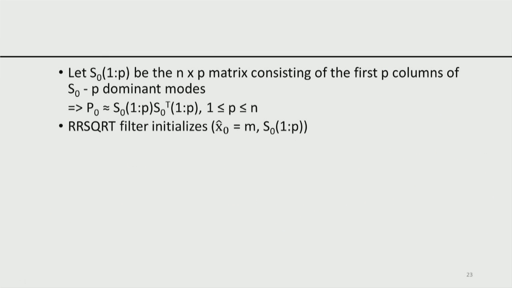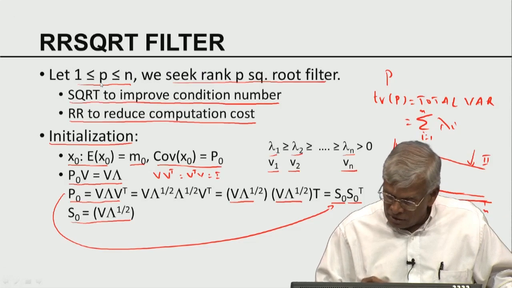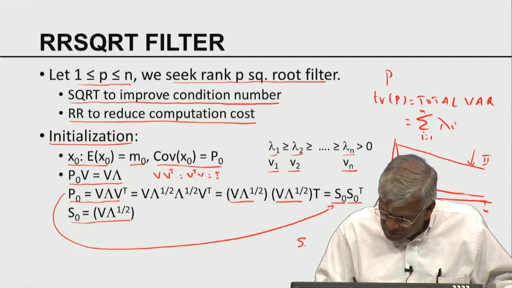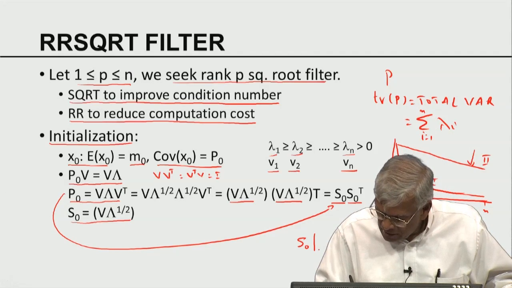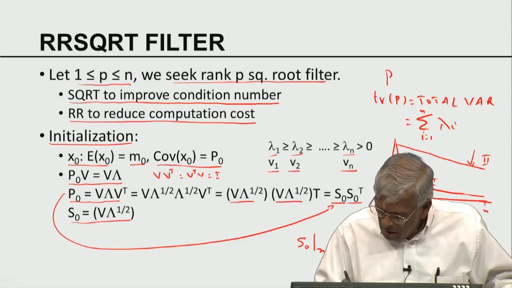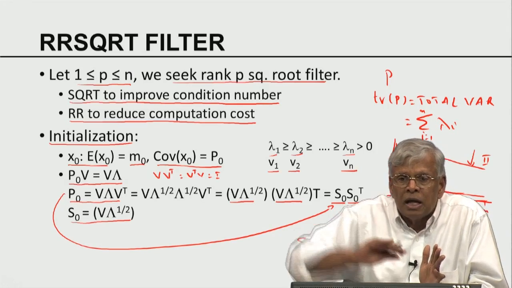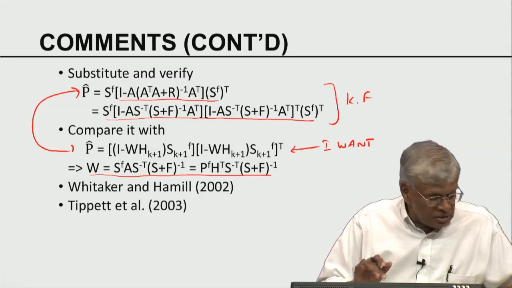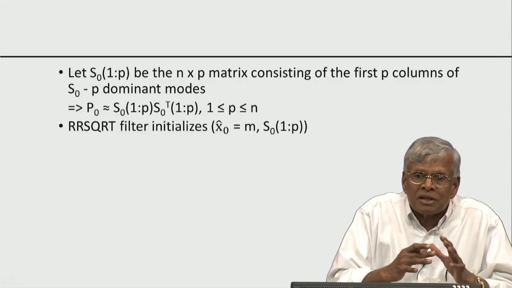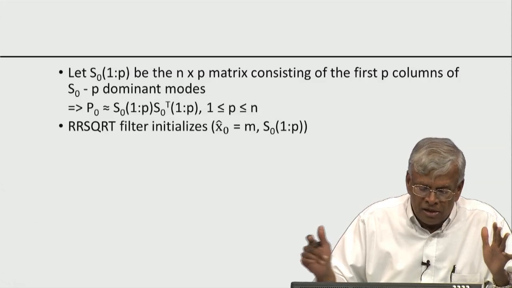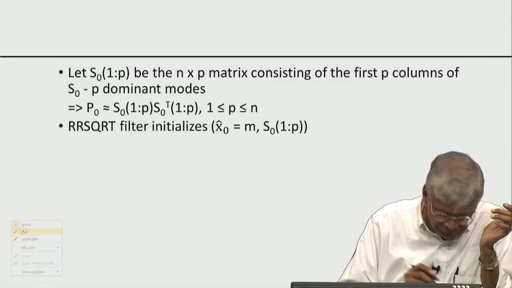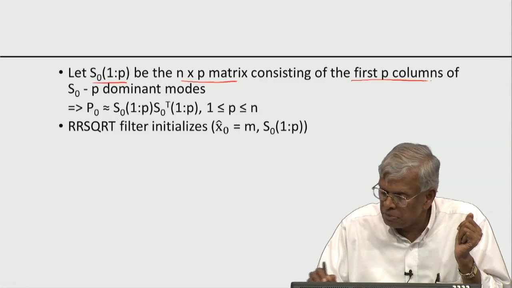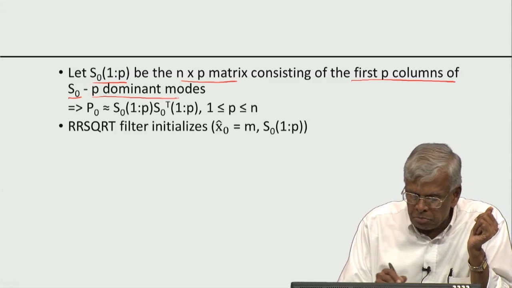So if I do that, S naught, please go back to the previous one. What is S naught? S naught is an n by n matrix. I am going to keep the first p columns of it and drop the last n minus p columns. So the matrix that is built out of the first p columns of S naught is now going to be called S naught 1 colon p. So it is the n by p matrix consisting of the first p columns of S naught, the p dominant modes.